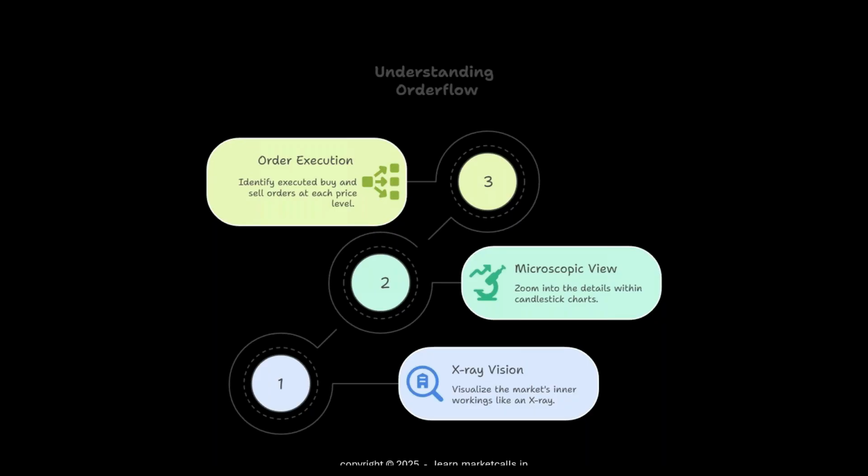Order flow provides an X-ray vision to the markets. It gives you a microscopic view within the candlestick charts. You can look inside the candlestick charts, and then you'll be able to bifurcate what buyers are doing separately and what sellers are doing separately. Of course, order flow tracks only the executed buy market orders and executed sell market orders. Whatever charts that you are seeing in real time are nothing but how the traders are moving the price action.